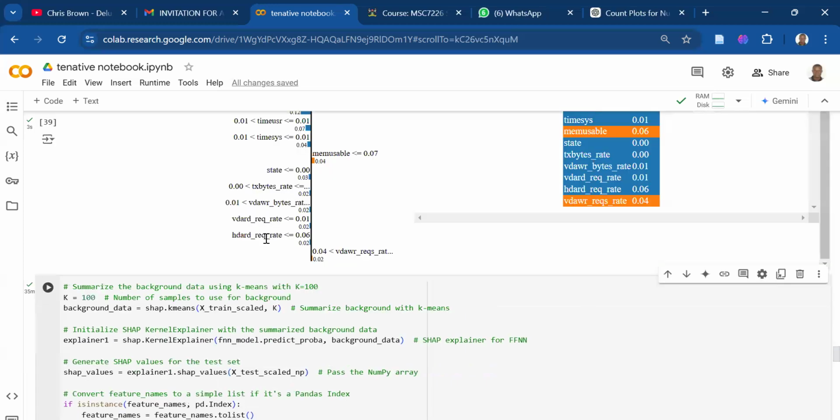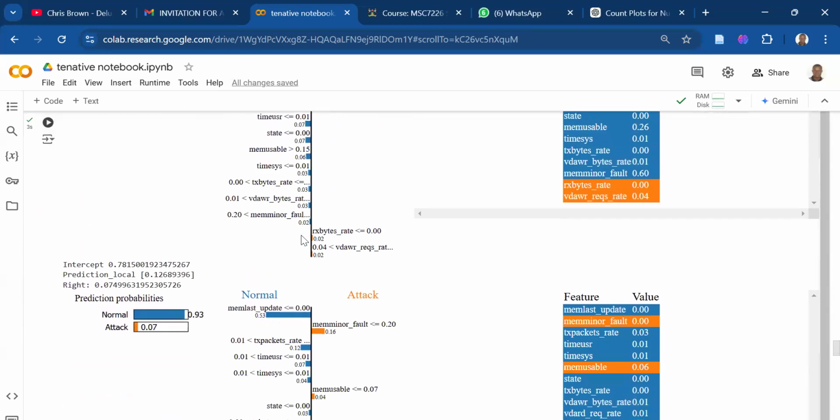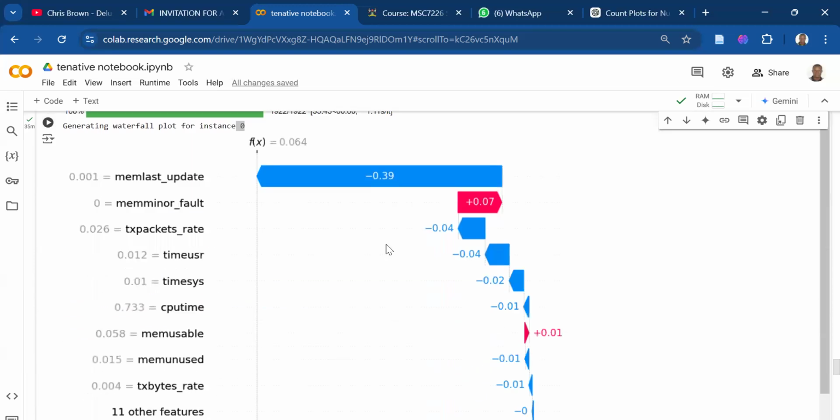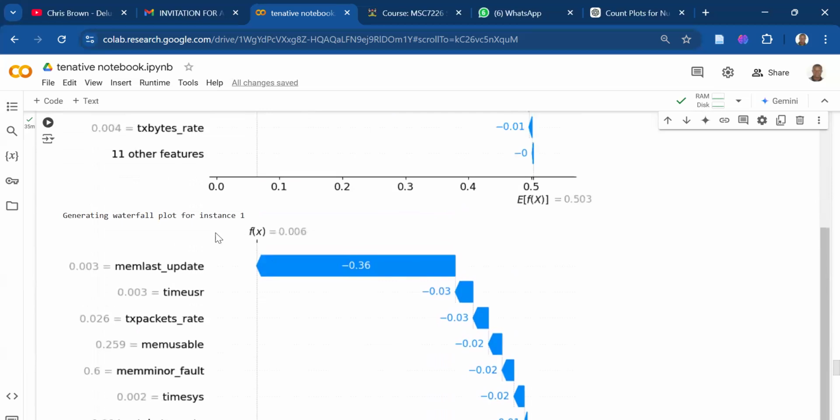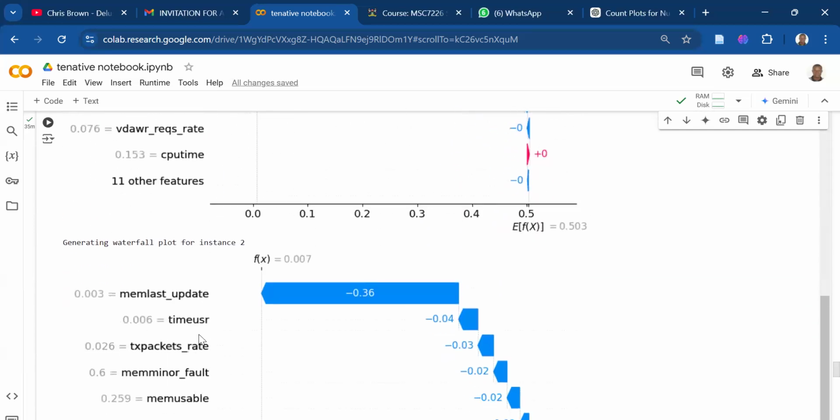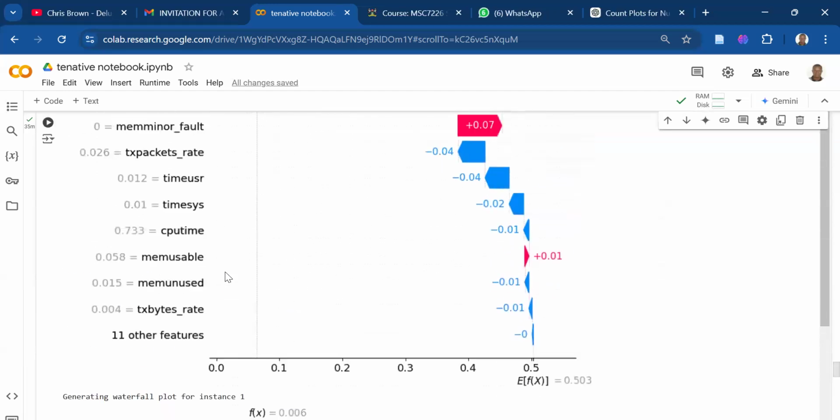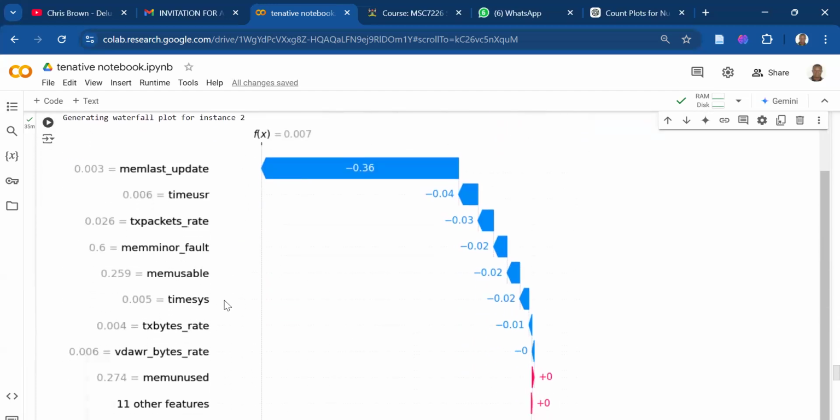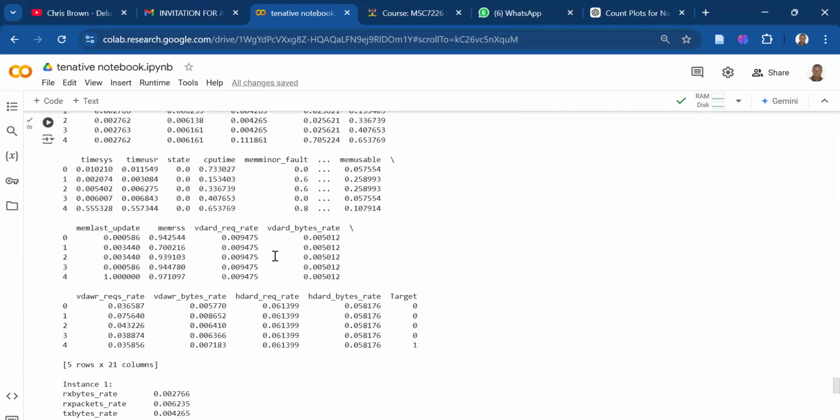So these instances are not the same as these ones. I think I made a mistake here. They should be the same, so I have to change the index here. I have to change the instances here so that they connect. So the waterfall plot for the first instance, as you can see, last memory update is one of the important features that leads to that model prediction.